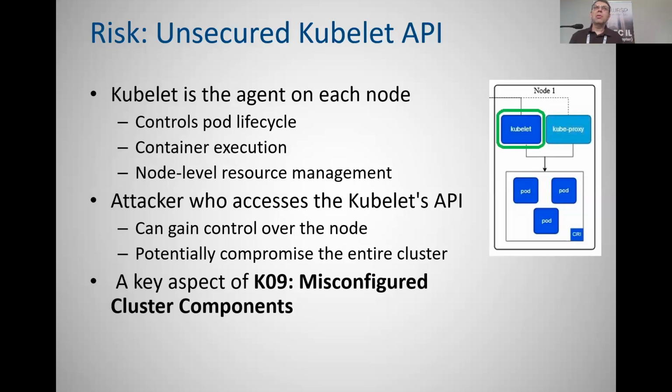Let's discuss two important components that we have in nodes. Kubelet API. What is the risk if we have an unsecured Kubelet API? First of all, Kubelet is the agent that we have on each node. It controls the pod lifecycle and allows things like node labels and resource management. If an attacker accesses the Kubelet API, he can also control your node and the full cluster, like a takeover of your cluster. Once again, we discussed it in K09. K09 is important, misconfiguration is a very important problem. You need to configure a cluster in a proper way.